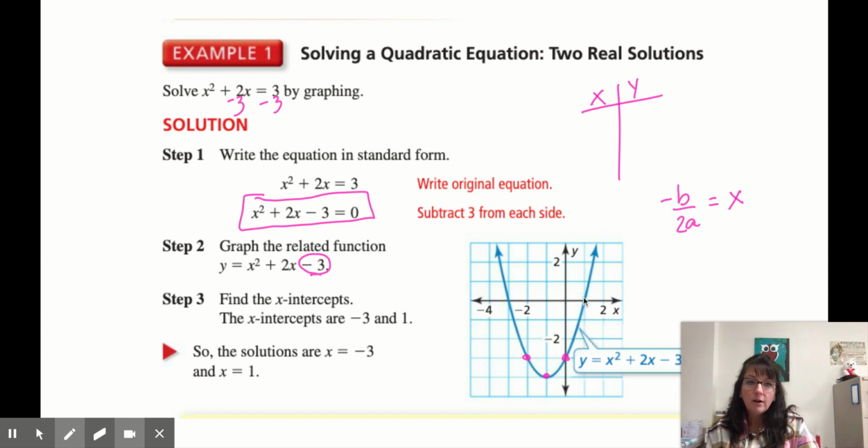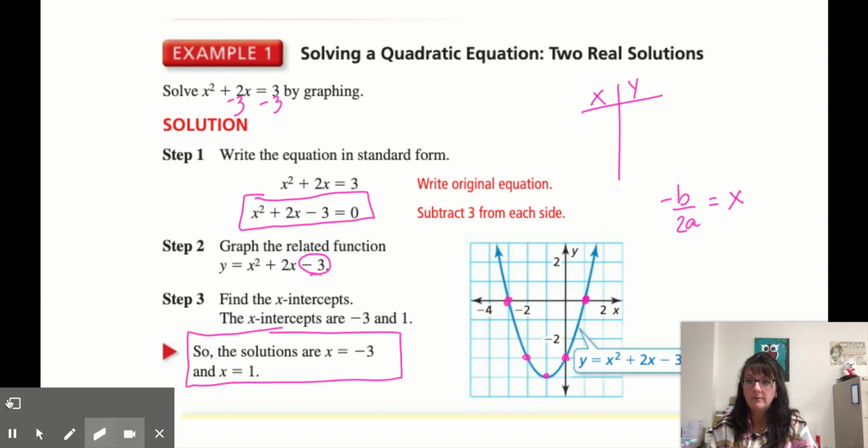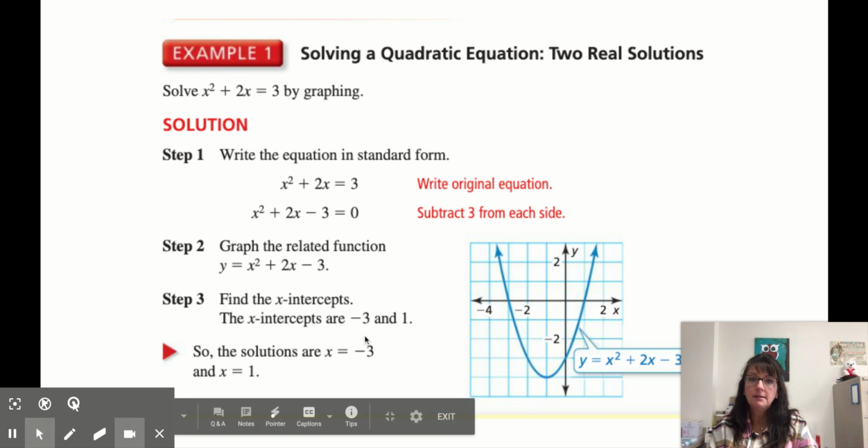What you're looking for is right here, the place where y is equal to 0, okay? So you want to find x when y is equal to 0. And in this case, it's -3 and 1. So your solutions are x is equal to -3 and x is equal to 1. All right.